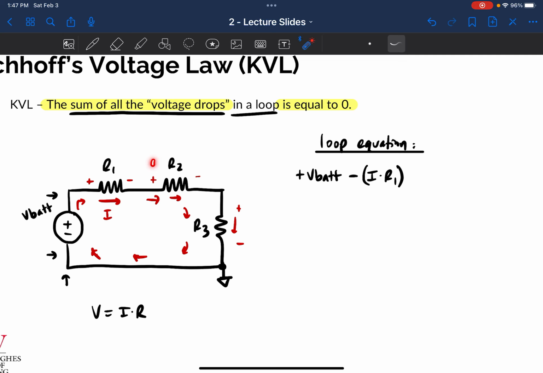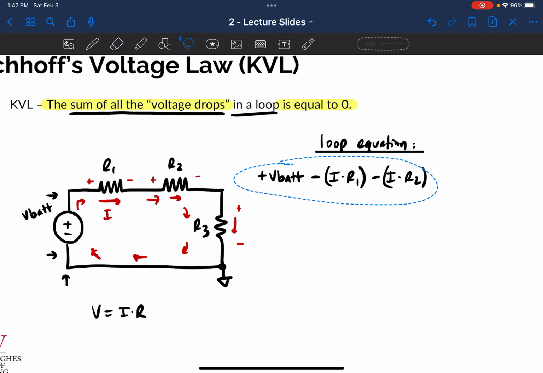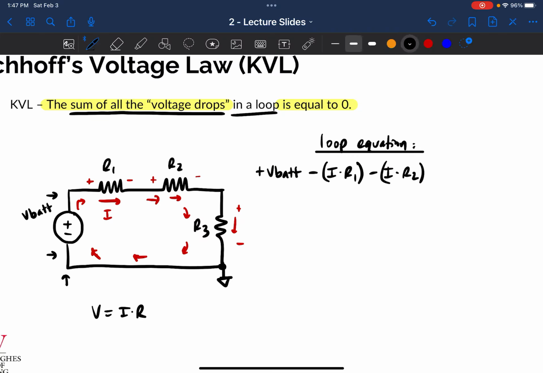And again, we are going from plus to minus. We're dropping voltage when we go across this resistor, so we're going to subtract this drop. And again, it's going to be I times R2. That's the drop across that resistor. Let me go ahead and move this over and give myself some more space. And we get to the last resistor.